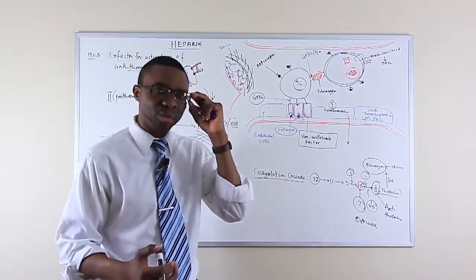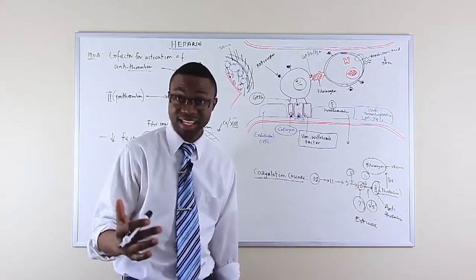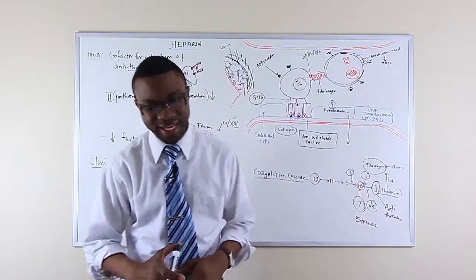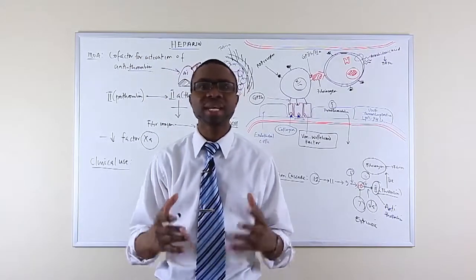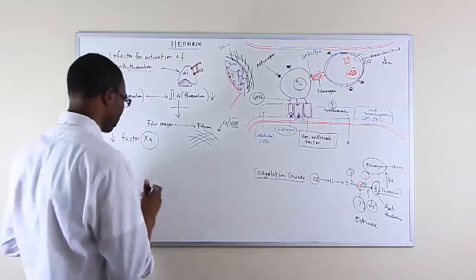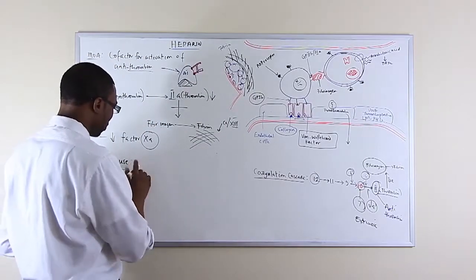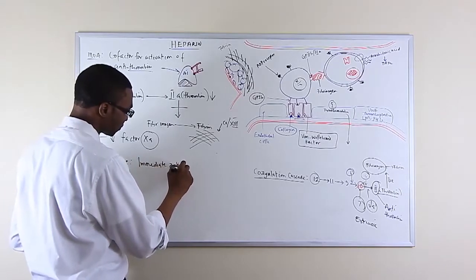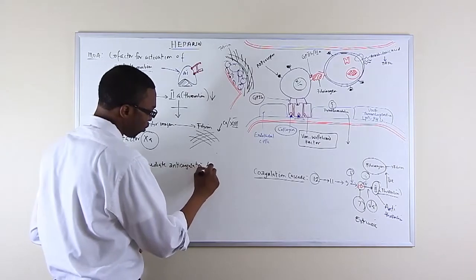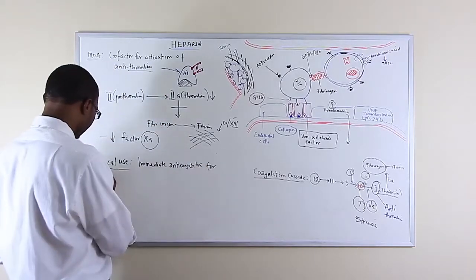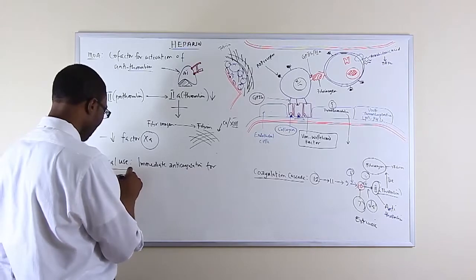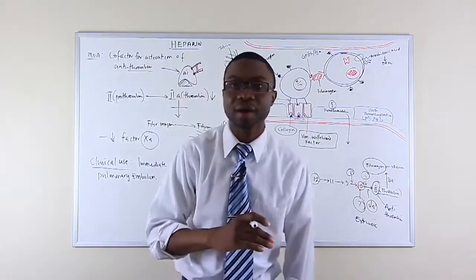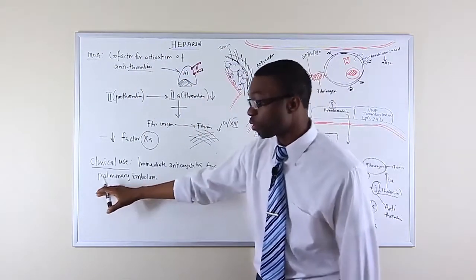So, why do we anticoagulate patients? On the boards, it's going to test you on this. So what's heparin used for? Well, heparin is used for immediate anticoagulation for pulmonary embolism. What's pulmonary embolism? So usually patients develop blood clots that go to their lungs.